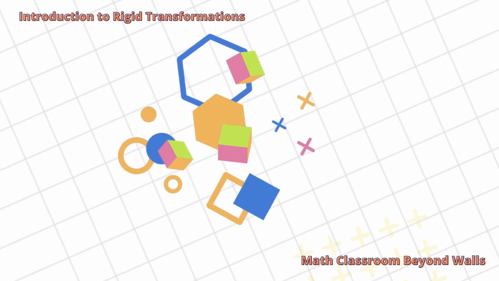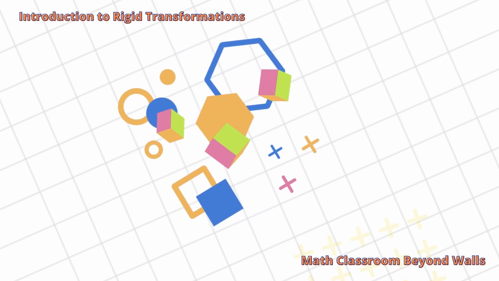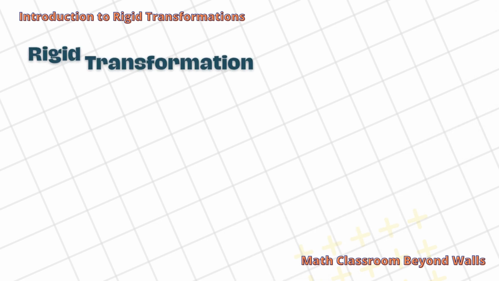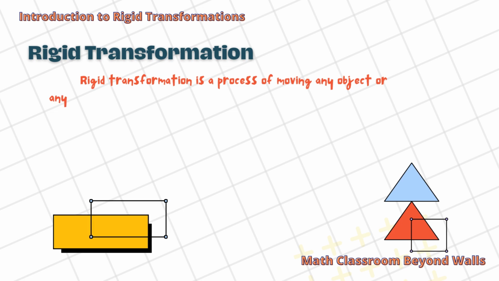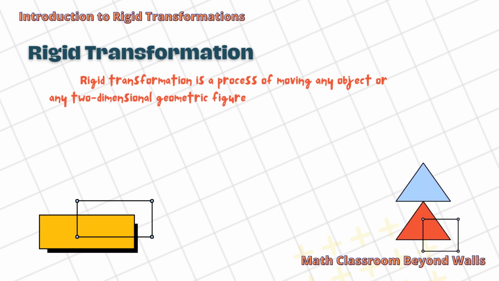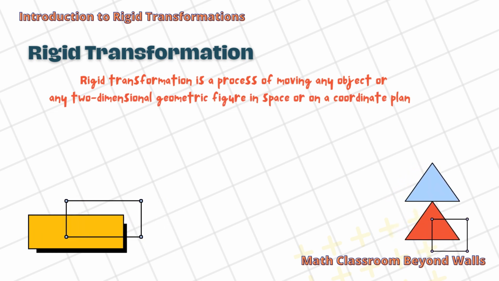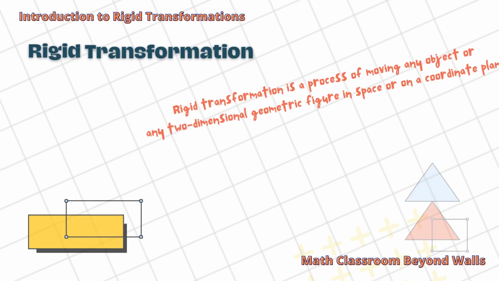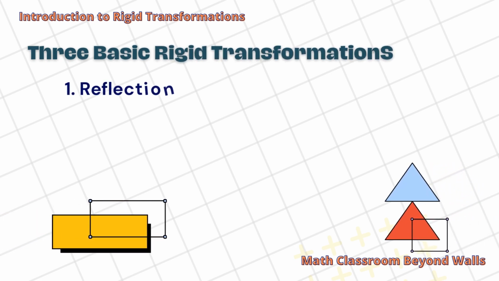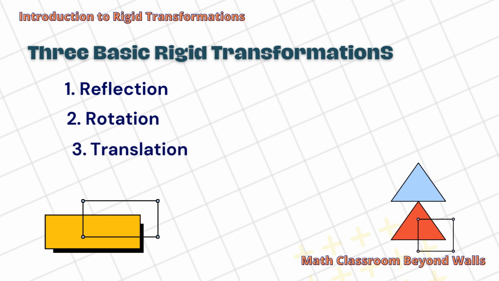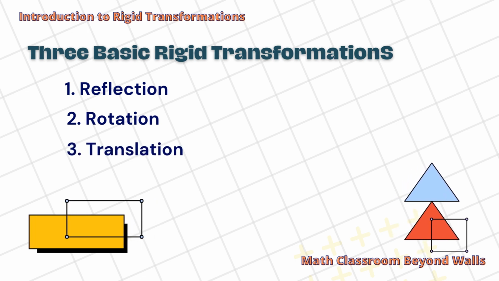Let us start by describing what a rigid transformation is. A rigid transformation is a process of moving any object or any two-dimensional geometric figure in space or on a coordinate plane. The three basic rigid transformations are reflection, rotation, and translation. But a rigid transformation can also be a combination of two or all of these three.